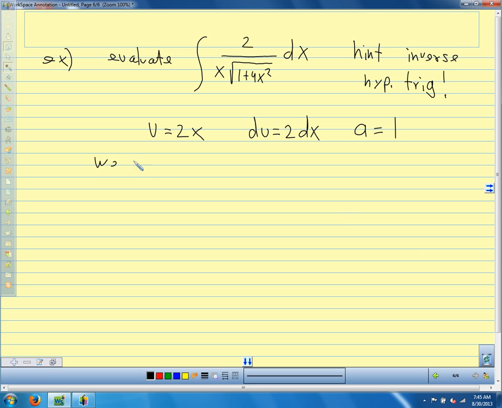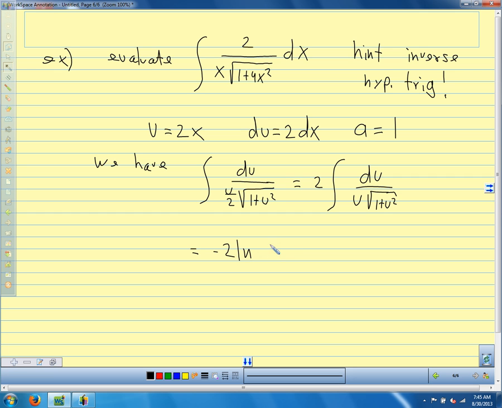So we have the integral of du over u over 2 square root of 1 plus u squared. Simplify that, 2 times the integral of du over u times the square root of 1 plus u squared, nice and easy. And from the integration formula, this equals minus 2 natural log of 1 plus the square root of 1 plus 4x squared over absolute value of 2x plus C.